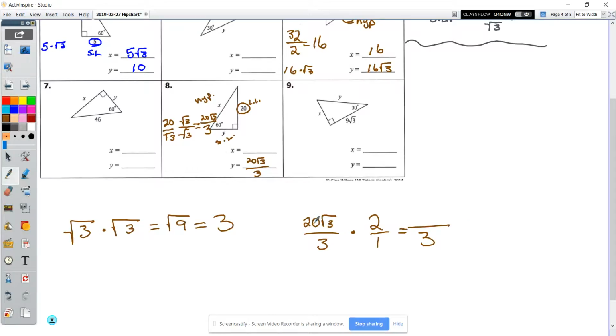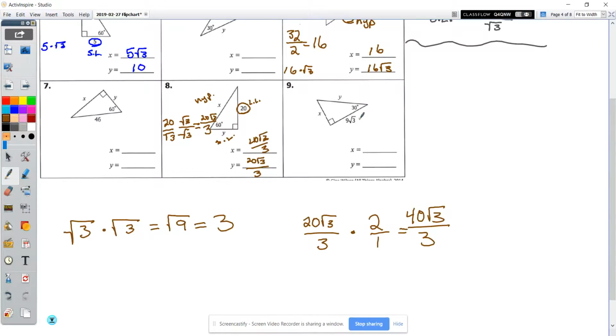Now, it doesn't matter what order you multiply in. So the 20 and the 2, I can go ahead and multiply those together, and I get 40. But I can't multiply a number outside of a radical with one inside, so I have to leave it like this, 40 square roots of 3 over 3. And so that's what I get for the x, 40 square roots of 3 over 3.